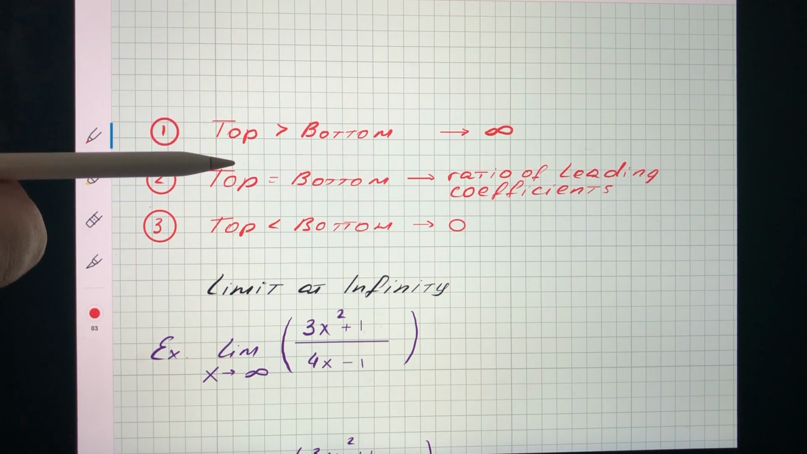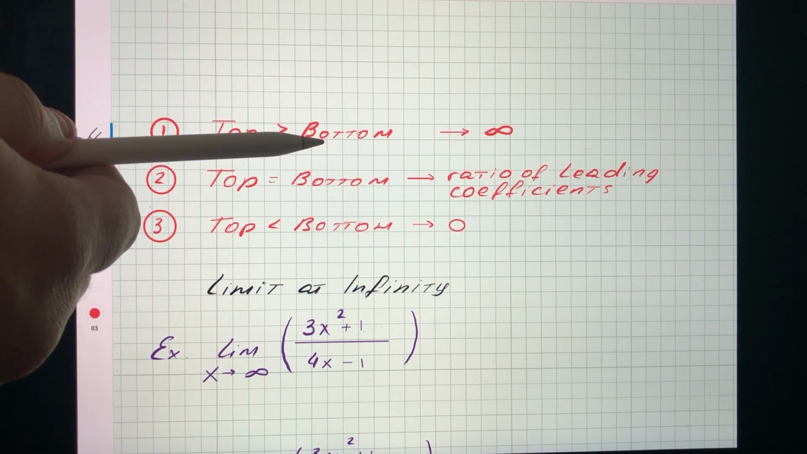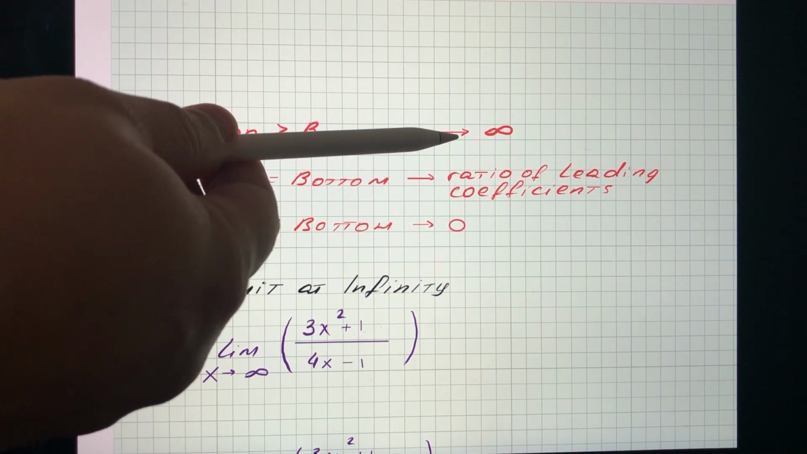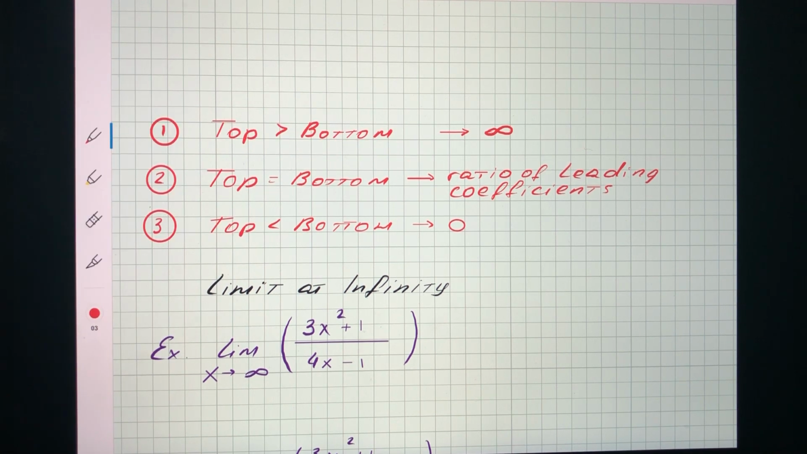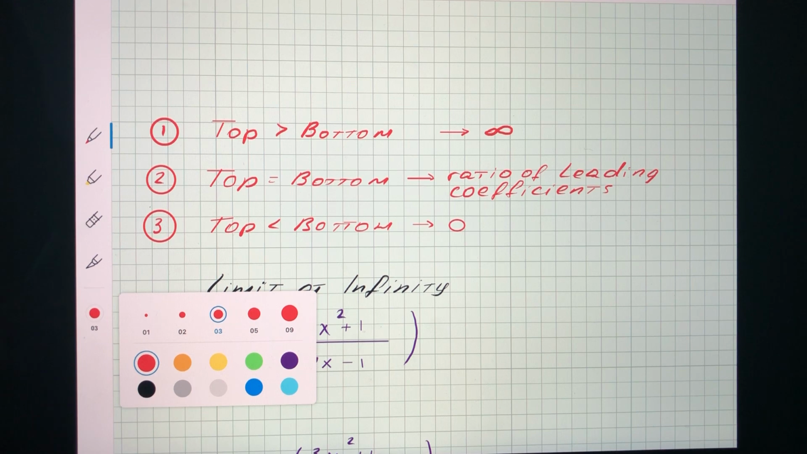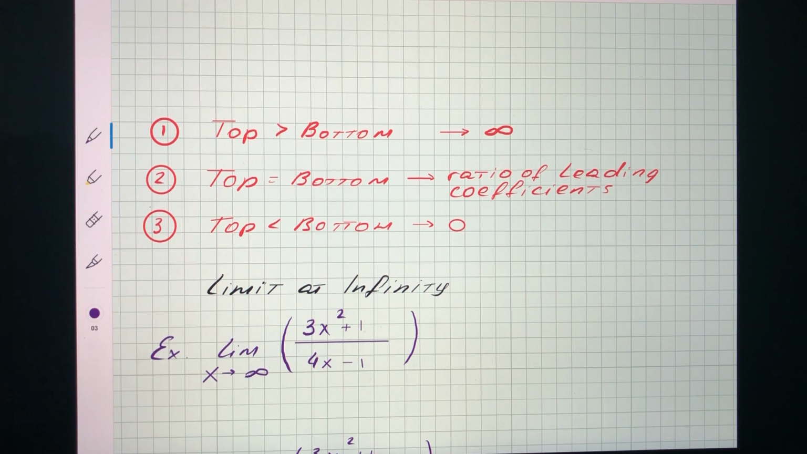Here the top exponent is bigger than the bottom, and then the answer will be infinity because the top piece grows faster than the bottom. If we picture a fraction with the top and the bottom, we're looking at the top exponent and the bottom exponent, so we're looking for the highest power on the top and the highest power on the bottom.